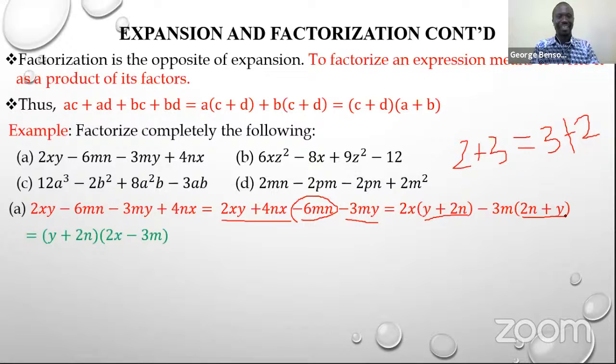Is it okay? So I'll factor it out. y plus 2n. And when I factor out this y plus 2n, it will be left with 2x here. Is that okay? Then 3, when I factor y plus 2n out, it will be left with 3m here. That's why I have this one in the bracket. So this will be our final answer.